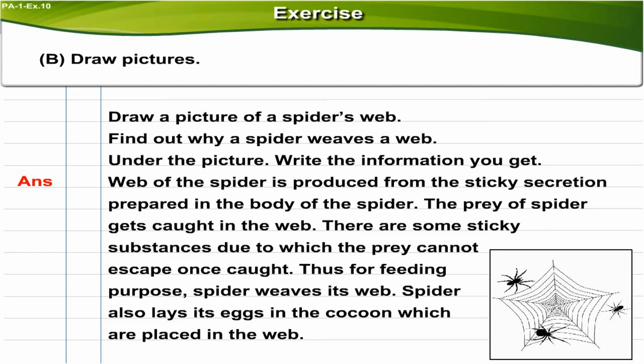Web of the spider is produced from the sticky secretion prepared in the body of the spider. The prey of spider gets caught in the web. There are some sticky substances due to which the prey cannot escape once caught. Thus, for feeding purpose, spider weaves its web. Spider also lays its egg in the cocoon which are placed in the web.